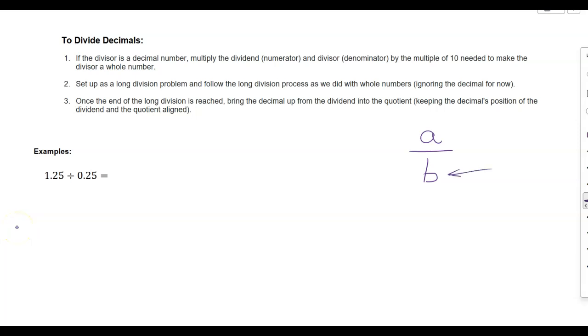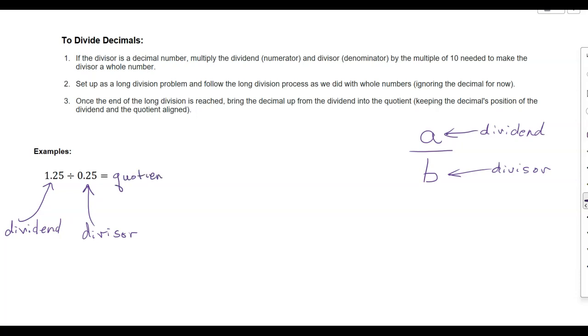Remember that this is your divisor, right? Your denominator, or the second number in the division, is called your divisor. And the first number before your division would be called your dividend. And then typically in a fraction, your numerator is your dividend. Okay, and the answer to the division problem is called our quotient.